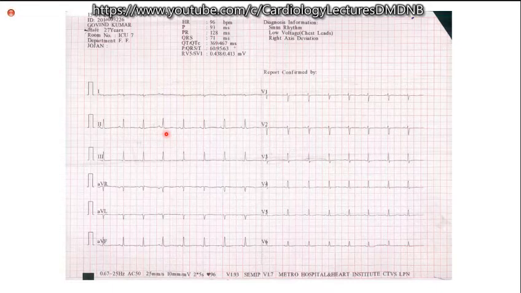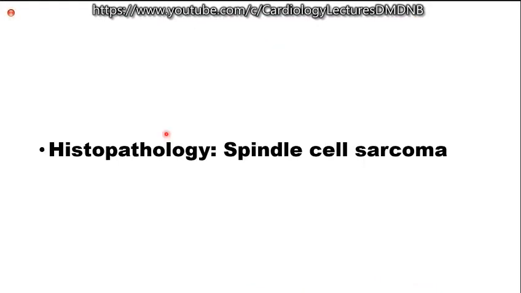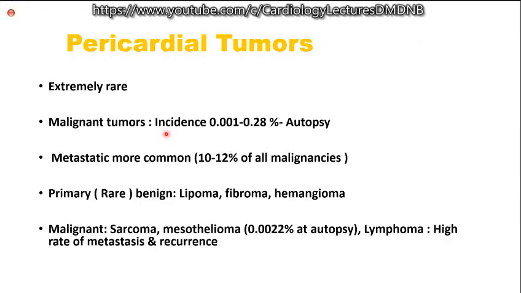Nothing special about the electrocardiogram. Histopathology shows spindle cell sarcoma. Pericardial tumors are rare. The tumors can be malignant. Incidence is 0.001 to 0.28% in autopsy series.